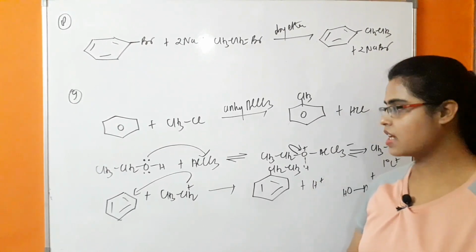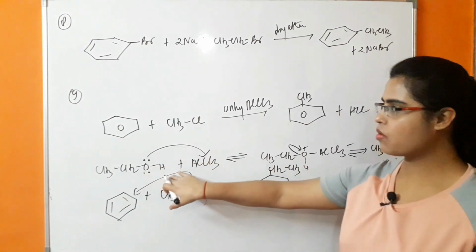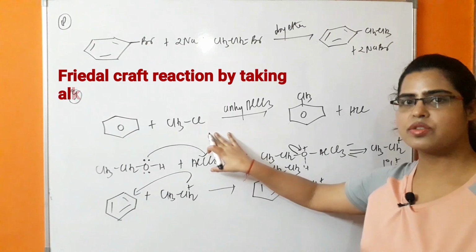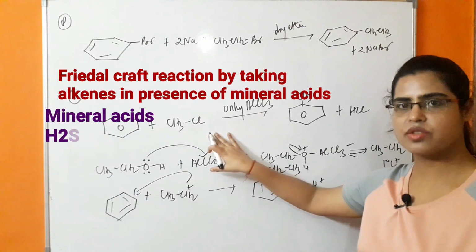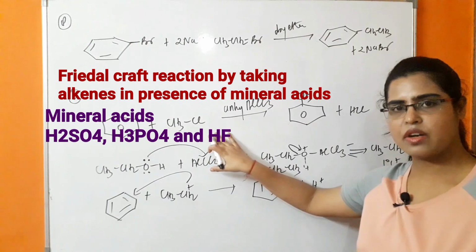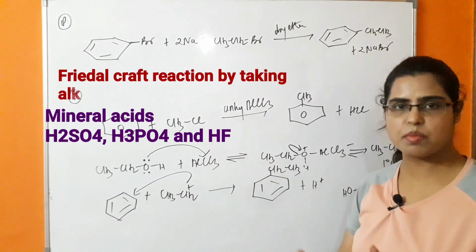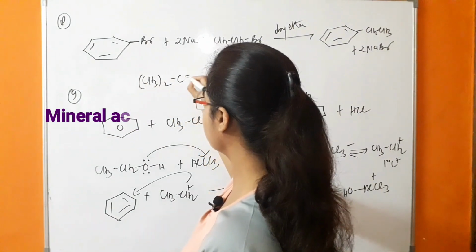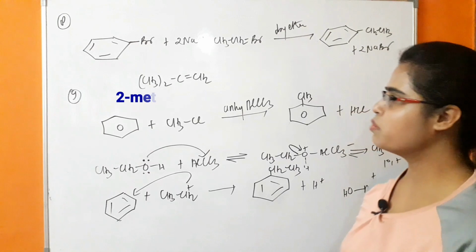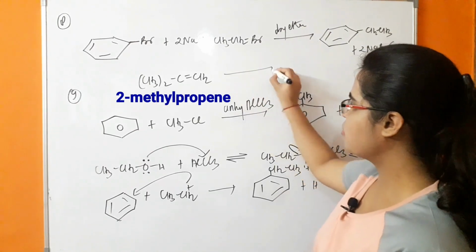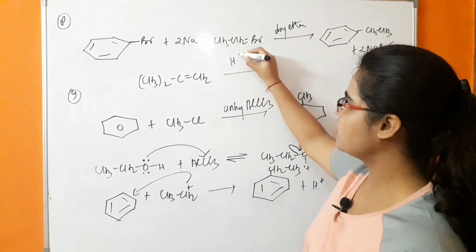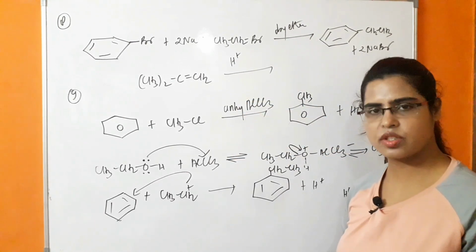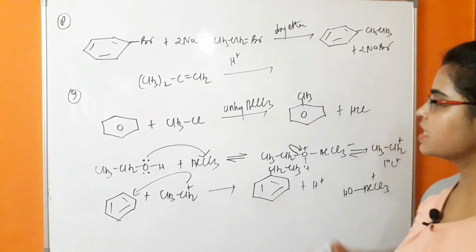So what is happening in this case? Instead of taking ethyl alcohol or alkyl halide, we can also take an alkene in the presence of a mineral acid, for example H2SO4, H3PO4, or we can also take HF, which releases H plus ion. So what is happening if we take (CH3)2C=CH2, this is 2-methyl propene? In the presence of mineral acid, which releases H plus ion, these mineral acids are H2SO4, H3PO4 or HF.